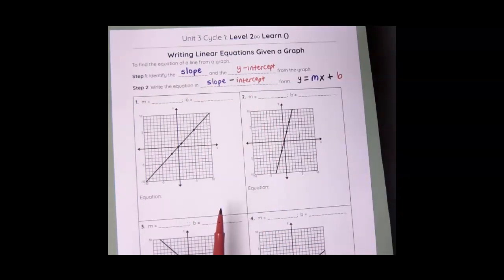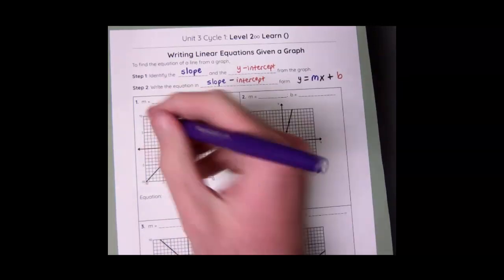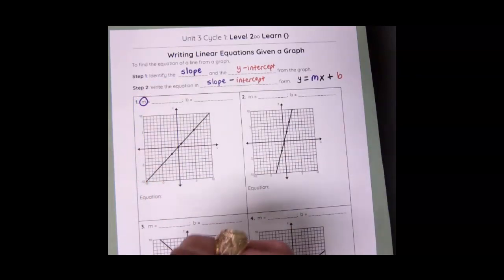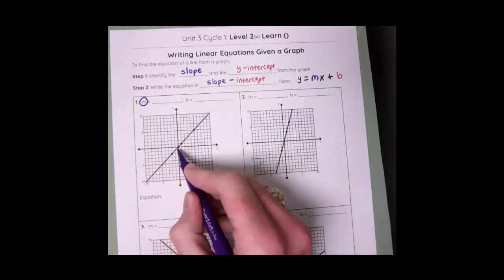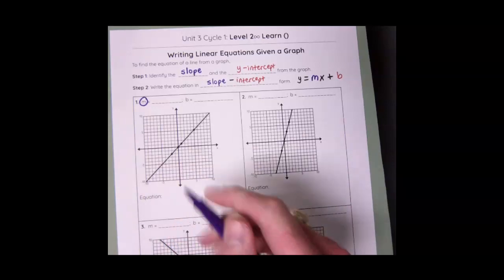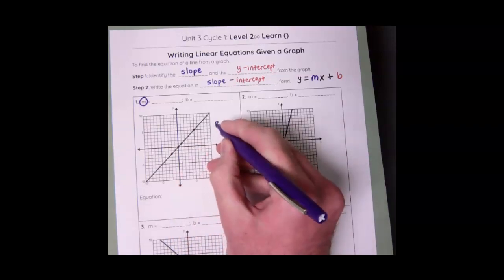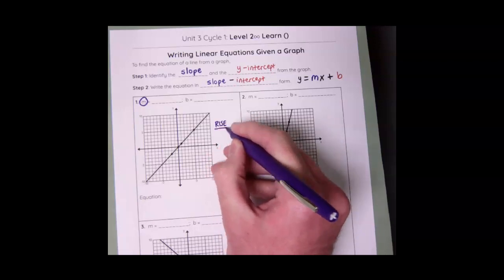We've been given a graph. We're first going to identify the slope. I'm going to identify m, my slope. So I pick any point I want to. So I'm going to pick the origin. And I'm going to go to another point. So I'm going to go rise over run. Remember, rise over run.